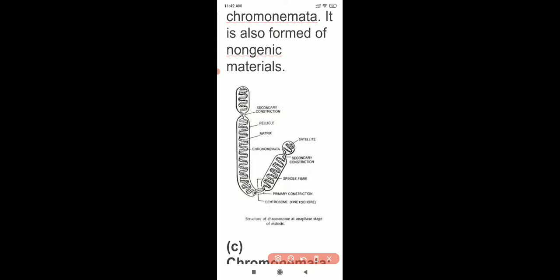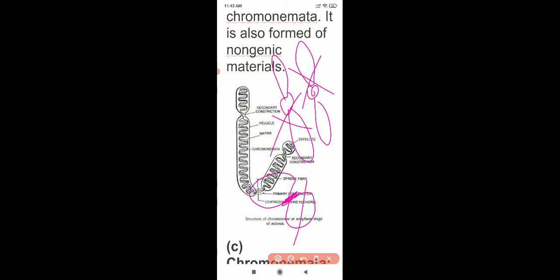When you were a student in school, you used to draw a chromosome like this, with one big bulb in between, or like a ribbon, and then you used to give some lines like this. This is all wrong.